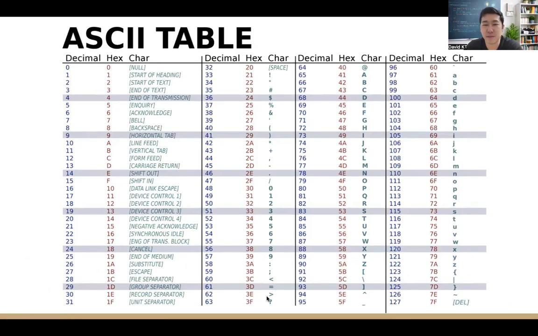So if you look at the ASCII table, we already talked about the ASCII table for decimal. For example, 65 in decimal is encoded into the character capital A. Well, if you look at hex, 65 is equivalent to 41.